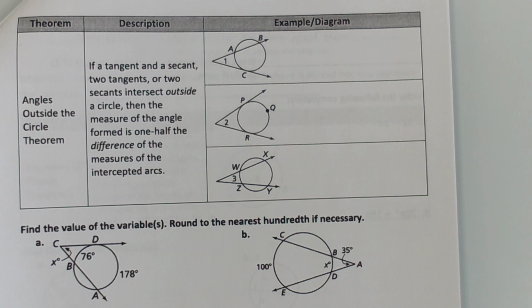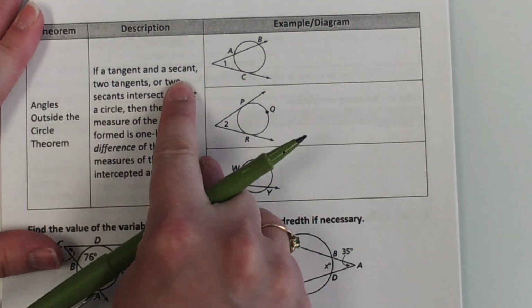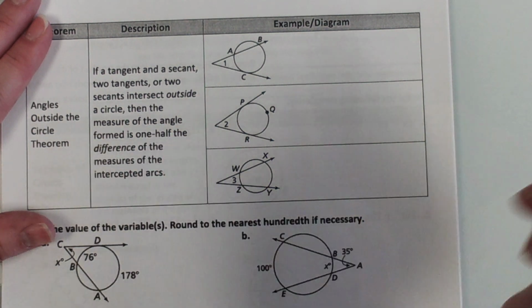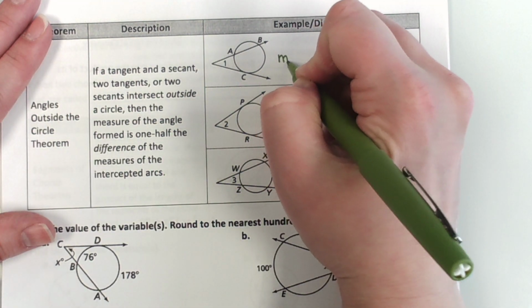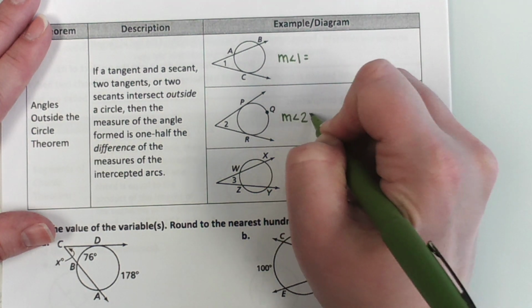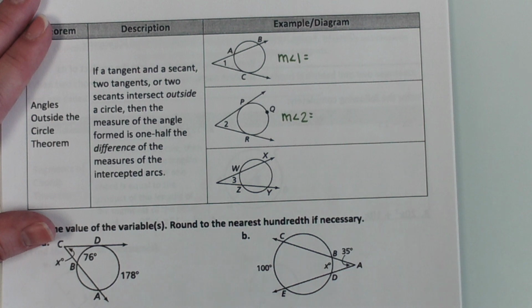This is one theorem that covers these 3 pictures, because those 3 pictures essentially all have the same formula. It's slightly different based on just kind of what you can see in the picture, but it's the same idea. If a tangent and a secant, or 2 tangents or 2 secants intersect outside the circle, then the measure of the angle, this first one would be measure of angle 1. Second one would be measure of angle 2. We'll come back to the third one.